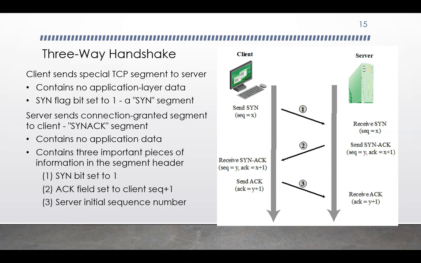Upon receiving the SYN segment, the client allocates buffers and variables for the connection. The client host sends the server yet another segment. This is the third part of the three-way handshake. In this segment, the client acknowledges the server's connection granted segment, puts a value of the server sequence number +1 in the acknowledgement field of the segment header.